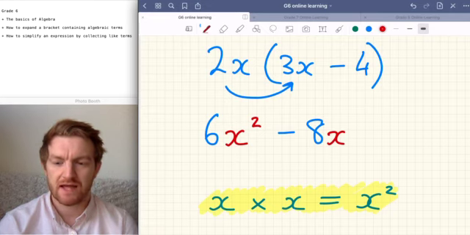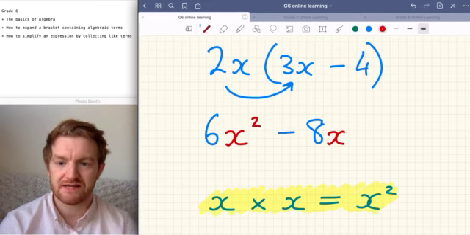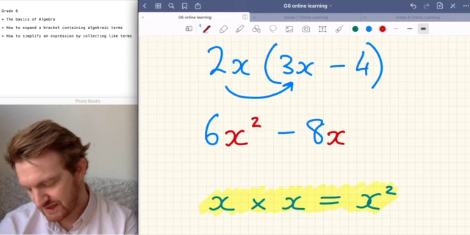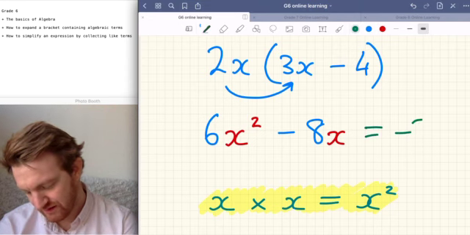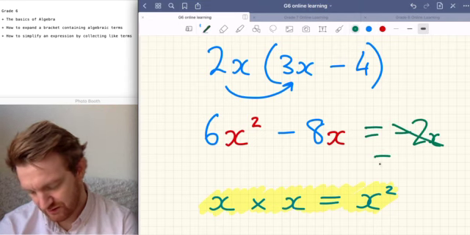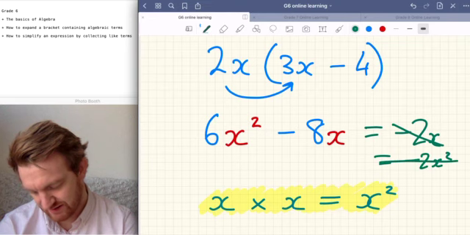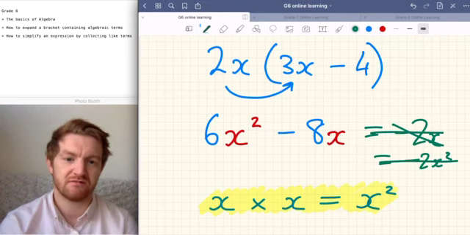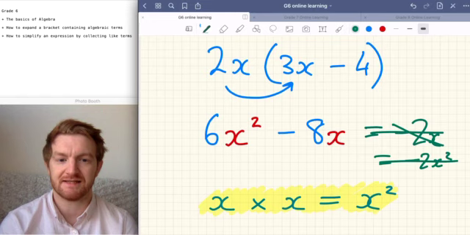Now, x squared and x are two different things. It is not minus 2x. It is not minus 2x squared. It's just 6x squared minus 8x. Two different things, like apples and bananas.